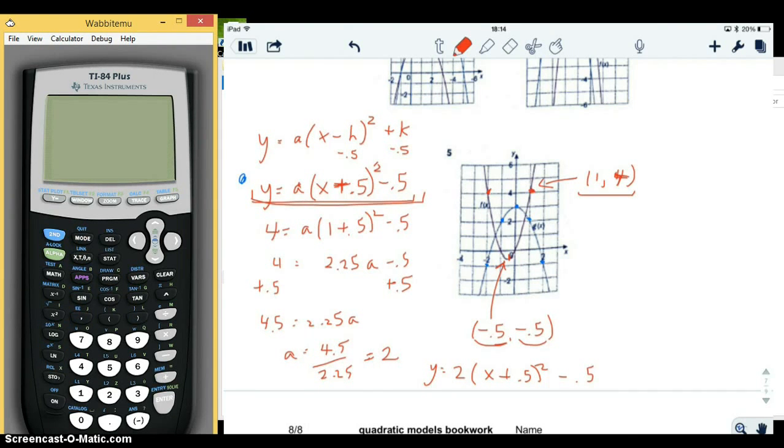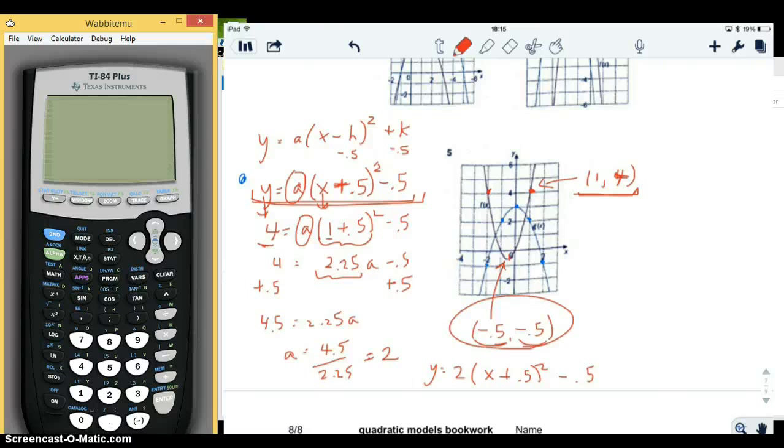We have our equation, except we just don't know what a is. So we're going to leave a unknown and put in x equals 1 and y equals 4. We got these numbers from here because we want the parabola to go through them. We know the parabola goes through this vertex because we built it that way. Now we're figuring out how to get it through 1 comma 4. So we put 1 in for x and 4 in for y, and we end up with 4 equals 2.25a minus 0.5. If you take 1 plus 0.5 and square it, you get 2.25.